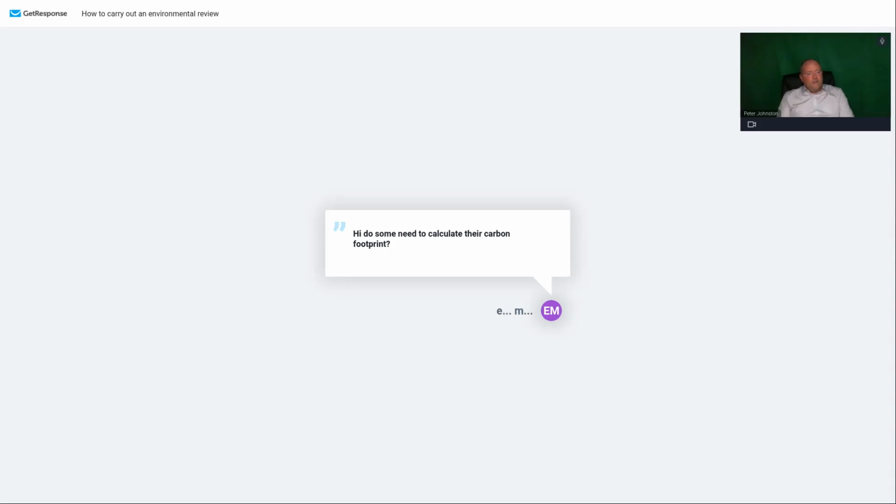Hi, does someone need to calculate the carbon footprint? Hi, Ed. The standard doesn't stipulate that you have to calculate your carbon footprint. However, it does talk about continual improvement. It does talk about monitoring and measuring, and it does talk about undertaking environmental assessments. So carbon footprint can be a really good monitoring and measuring tool, and it can be a benchmark that you then use for future continual improvement.